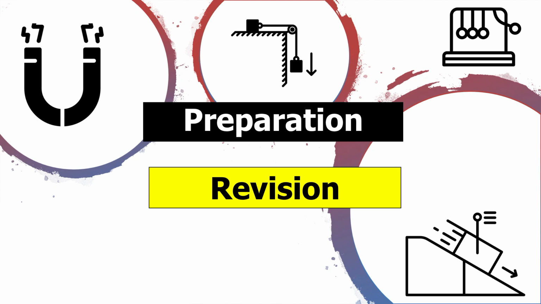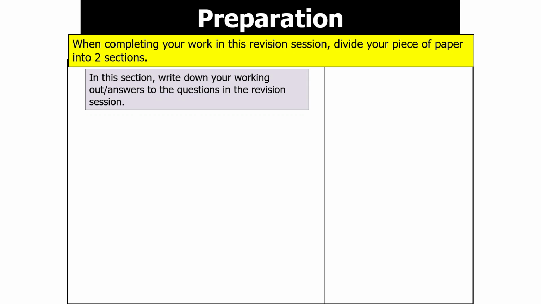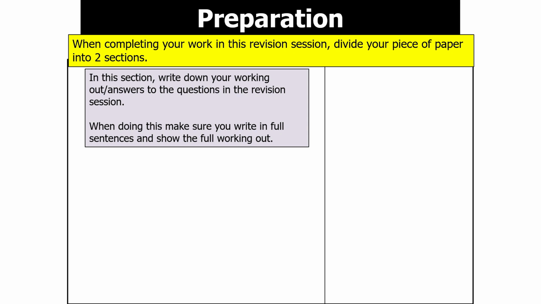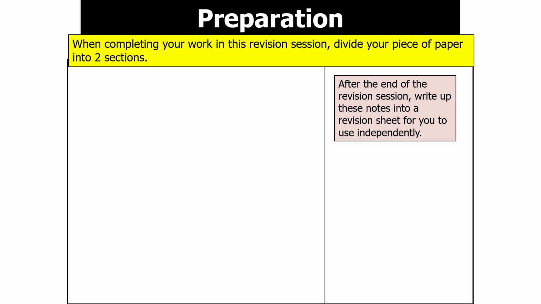So how should you prepare for this revision session? When completing your work, divide your piece of paper into two sections. Make the section on the left hand side larger than the right hand side. In the left hand side section, write down your working out and answers to the questions. Make sure to write in full sentences and show your full working out. On the right hand side, write down any pieces of information which you find useful or any hints and tips on answering questions from this revision session. After the end of the revision session, write up these notes into a revision sheet for you to use independently.